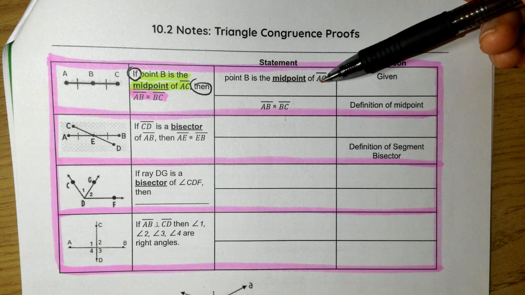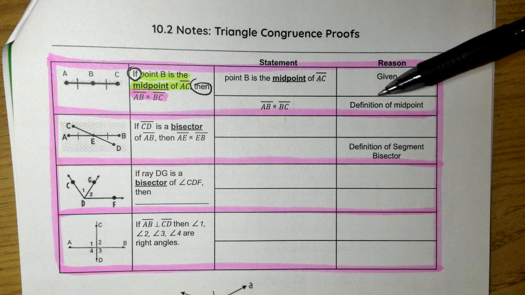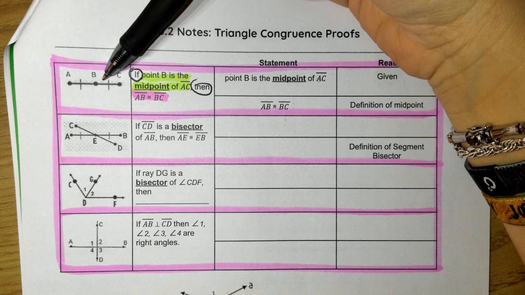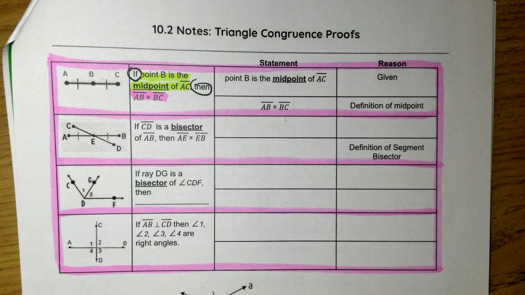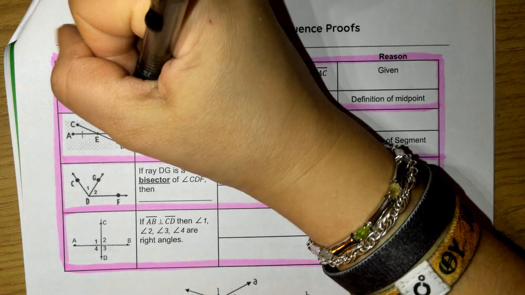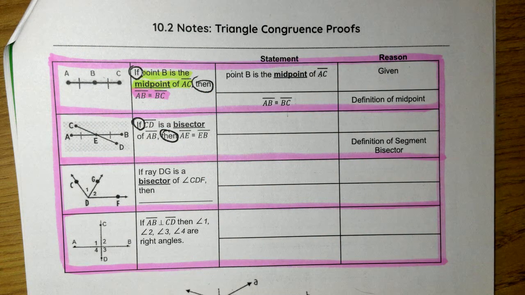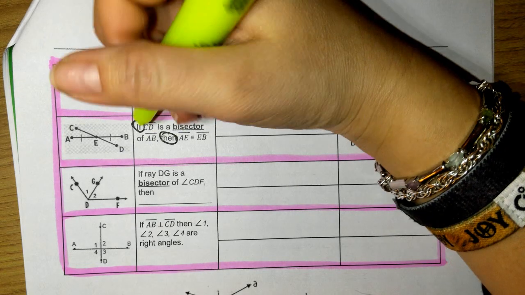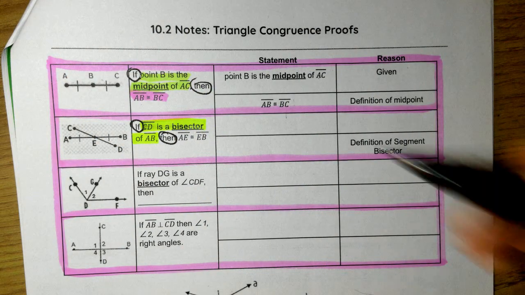Anything that comes after our if will be our given. And the reason that this occurred was because, hey, we had a midpoint, it was in the middle, therefore I have these two sides that are equal to each other. So we're going to practice that with the rest of the statements that were provided. If it helps, go ahead and circle your if and your then.